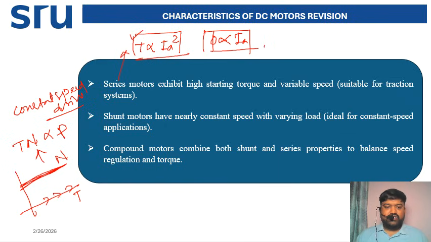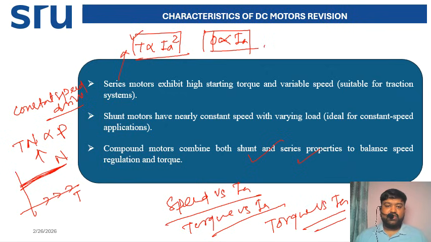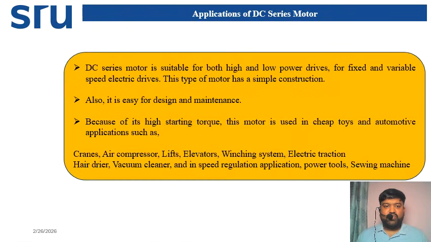Next we come to the compound motor. The compound motor is a combination of both shunt and series. The characteristics of speed versus current, torque versus current, and mechanical torque versus speed are all improved by using the compound motors. But now we are discussing the applications of the DC series motor.